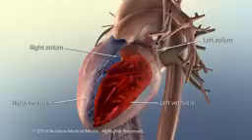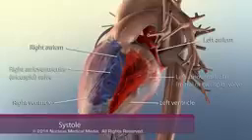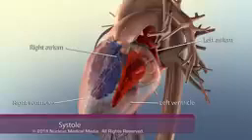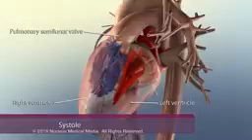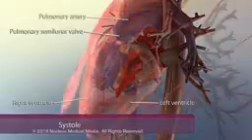During ventricular systole, the ventricles contract. The atrioventricular valves close, preventing backflow or regurgitation of blood into the atria. The pulmonary semilunar valve opens, and the right ventricle expels blood into the pulmonary arteries to the lungs.